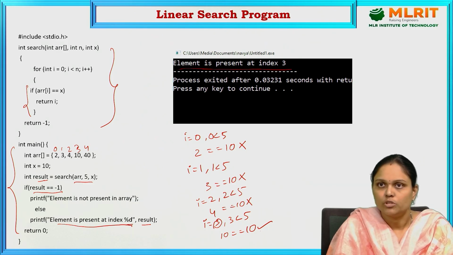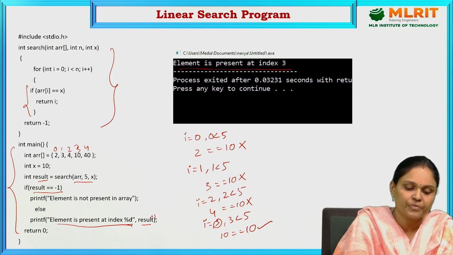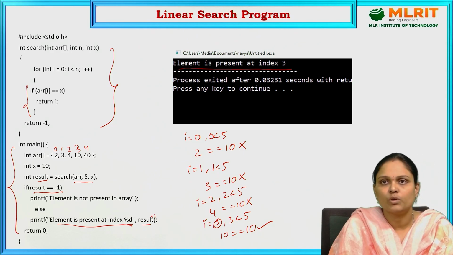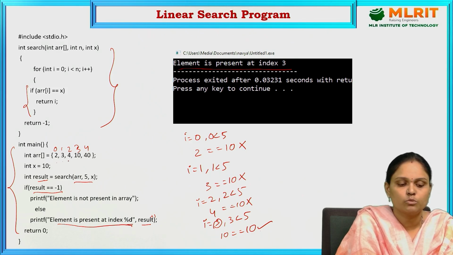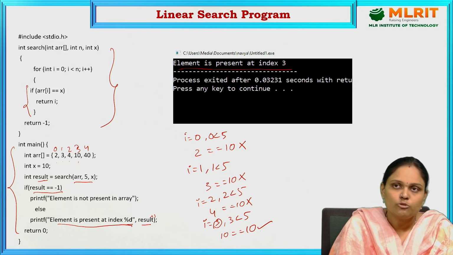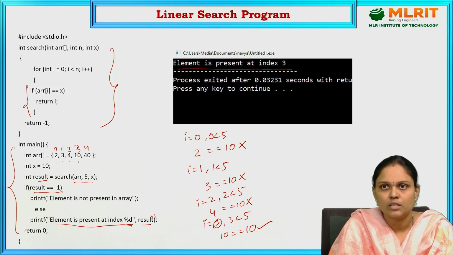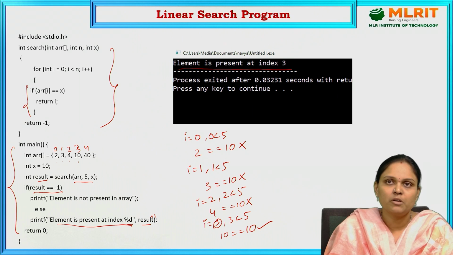For suppose, we know the array index is counted from 0. If we want the human count, at that time we can use result plus 1, which means 3 plus 1, that is 4. So it is in the 4th position, if you count from 1, 2, 3, 4. If you want the exact array index, then you can use the same result. If you want the human count, you need to add plus 1 to it. So this is about linear search.